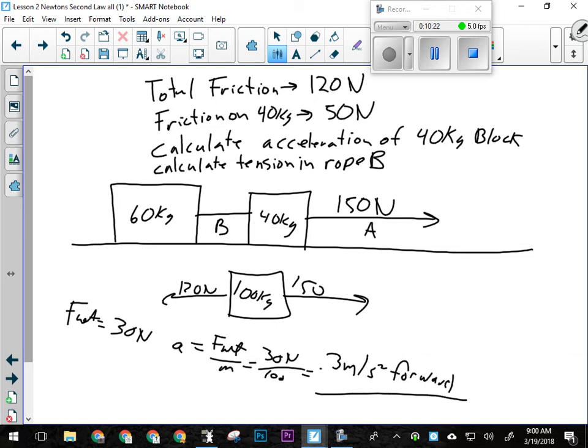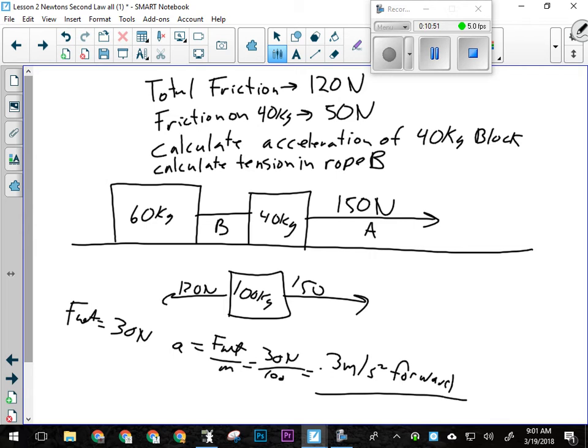All right, and I can put a vector on it this time because both objects are moving forward. It's okay to put a vector on the whole system because the whole system's moving the same way. Now I want to find individual information. I found out the whole system. I know the acceleration of the 40 kilogram block is 0.3 meters per second squared. So now I should be able to calculate the tension in B.